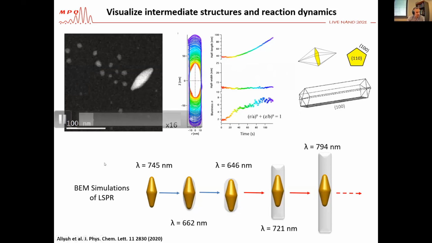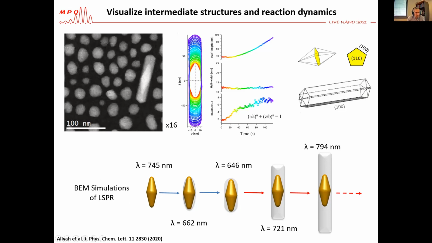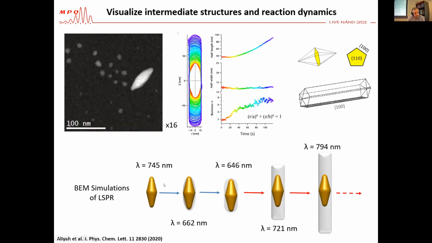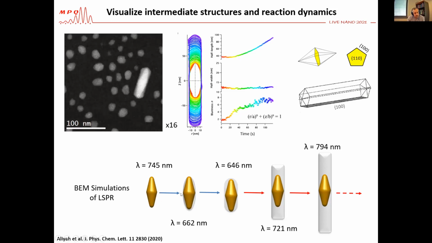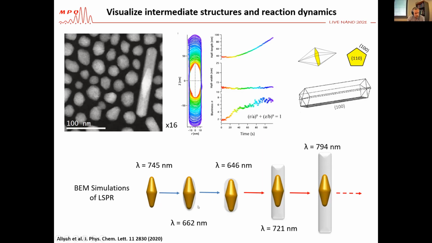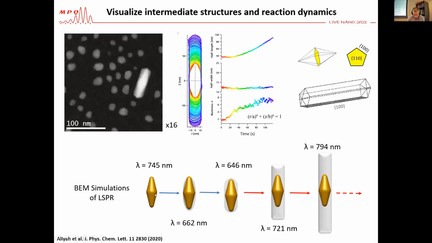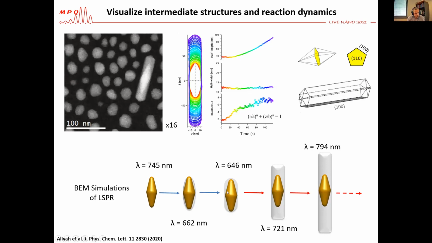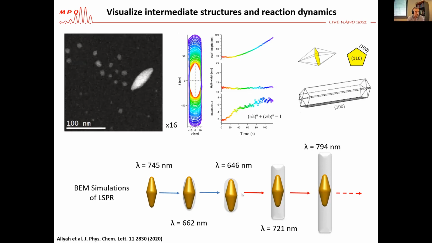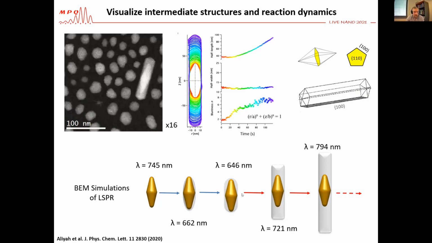By observing and determining this two-step growth process, we have been able to understand why we have a blue shift. My colleagues have performed some BEM simulations starting from nanorods. When you start from bipyramidal seeds, put silver on and transform the bipyramidal seed into a cylinder, into a nanorod, this corresponds to a reduction of the aspect ratio, which leads to the blue shift. And then when the nanorod increases in size, you have the red shift. So with this, we can visualize all the intermediate structures and better understand the reaction dynamics of these nanorods.